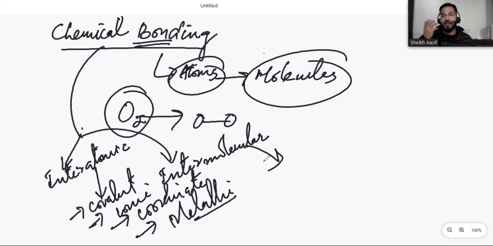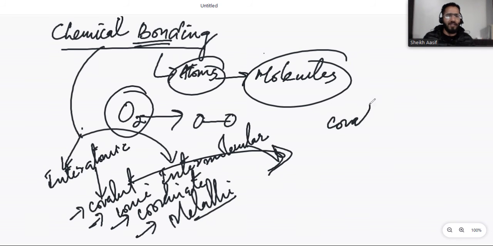Similarly, intermolecular bonds are some weak bonds, van der Waals forces of attraction, just like the hydrogen bond. We'll be discussing all of them later on. First we talk about the covalent one.